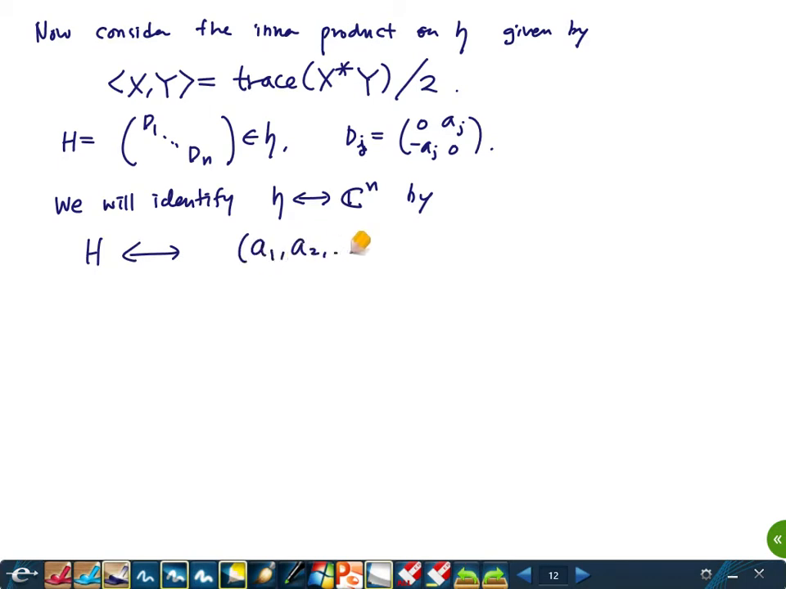A1, A2, ..., AN, right? We can identify like that. For some strange reason, not clear right now, we will somehow put i over here. It's okay, we can identify without i, but it will be nicer if you realize later. Not clear for now, but it will be clear later. Using this identification, we can regard H, the Cartan subalgebra, as the vector space C to the n.